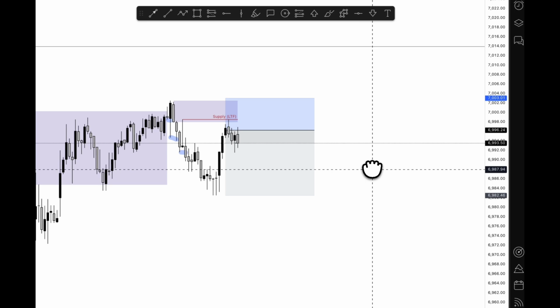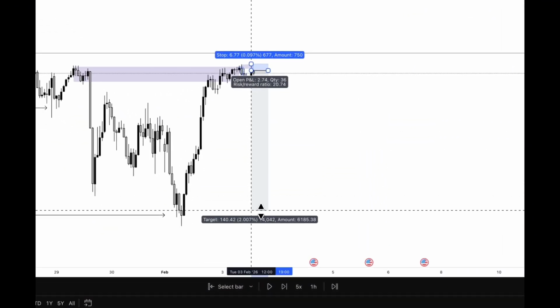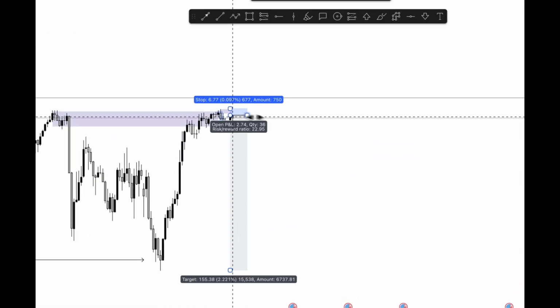So this is basically showing you that there isn't a fixed setup. You need to actually understand what the lower time frame is telling you, what it means, and how you actually distinguish when control is switching. And then obviously, as you can see, you can ride it right down to that. And you're looking at a 1 to 22.